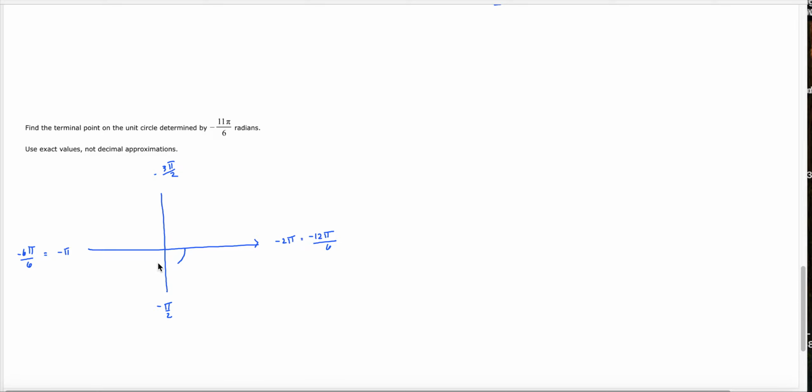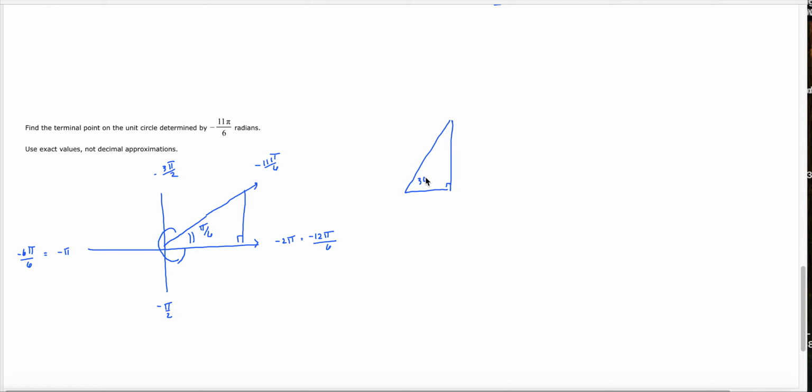So if going all the way around would take me to negative 12 pi over 6, negative 11 pi over 6 would just be above it. And that means the reference angle would be pi over 6. So this angle here is negative 11 pi over 6. And again, pi over 6 more would take us to negative 12 pi over 6. So my reference triangle would look like this. Remember, pi over 6 is the same as 30 degrees.